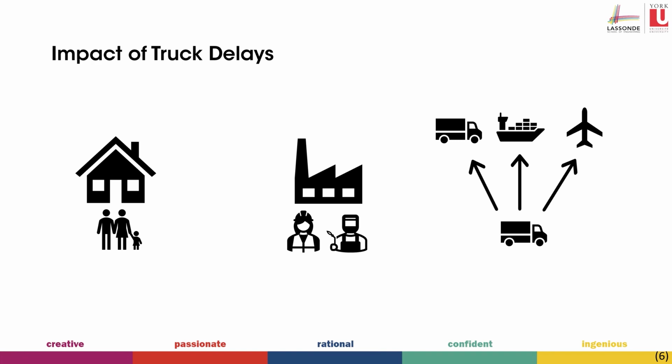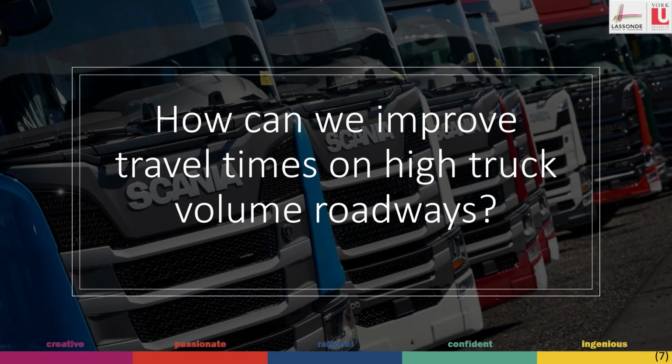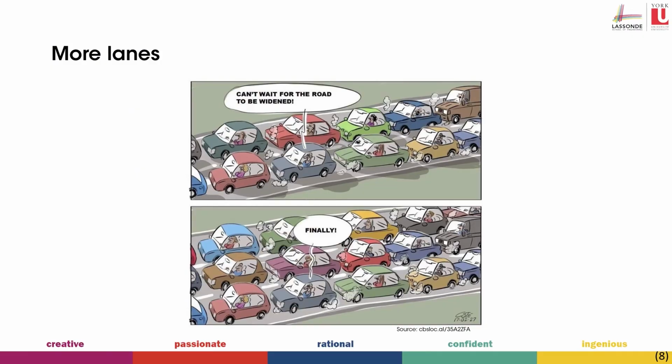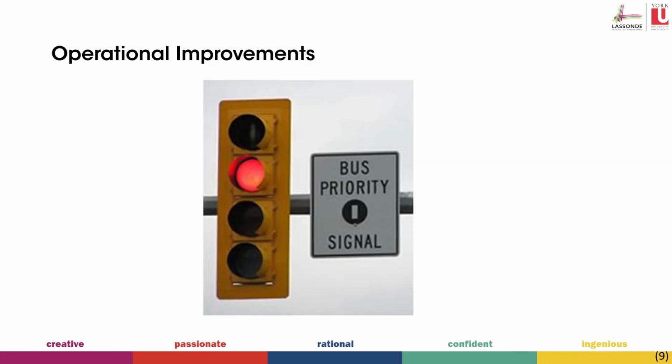These delays can affect commuters that live or work in the region. More importantly, these delays affect the goods movement across Canada, impacting businesses elsewhere. So, how can we improve travel times on high truck volume roadways? Adding more lanes just adds more drivers, which further increases delays. A better option is to apply operational improvements to traffic lights.